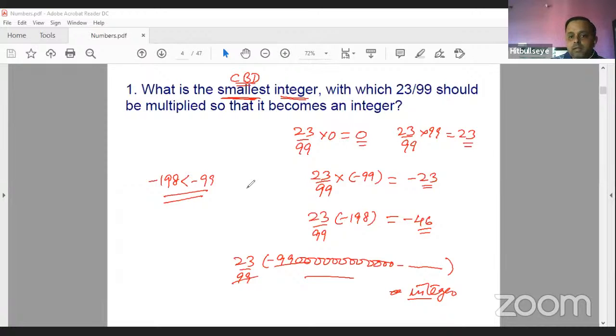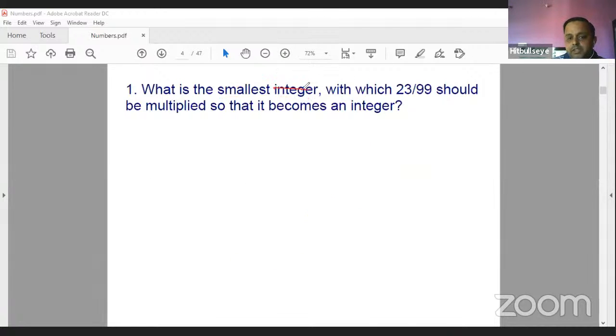Now, if instead of integer, I change the type of number, if I ask you what is the smallest natural number so that it becomes an integer, what would be the answer? Yes, in this case the answer would be 99, because if you multiply it by 99, then it will become an integer. That means for the given question where the integer was asked, the answer was cannot be determined, but if I take that category of number as natural number, then the answer will be 99.